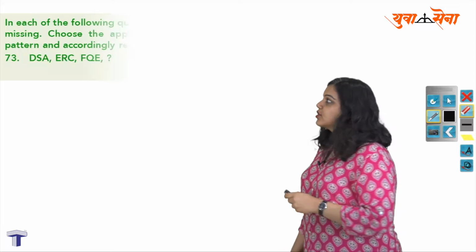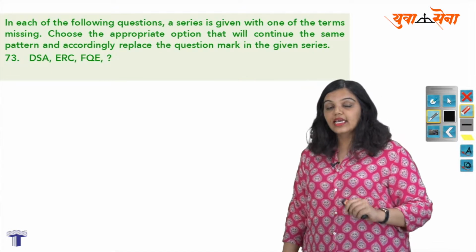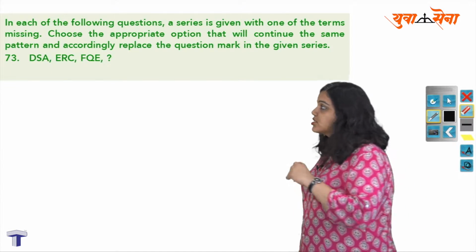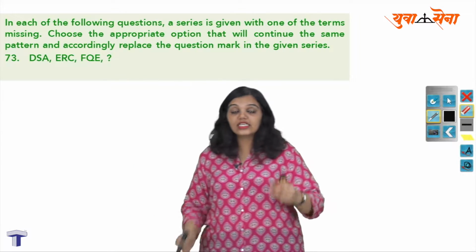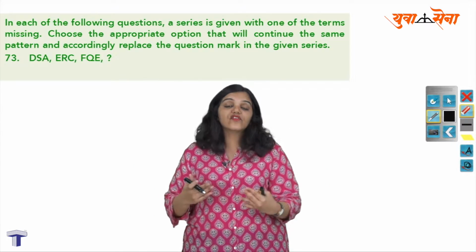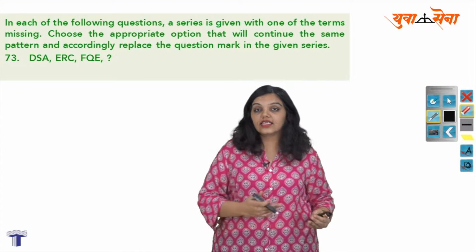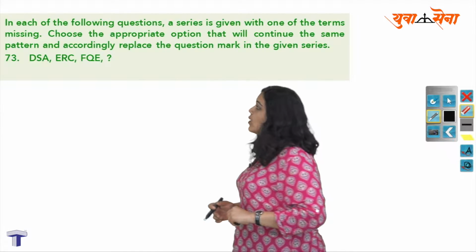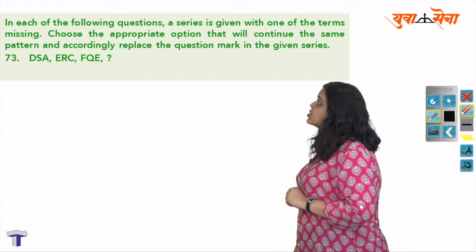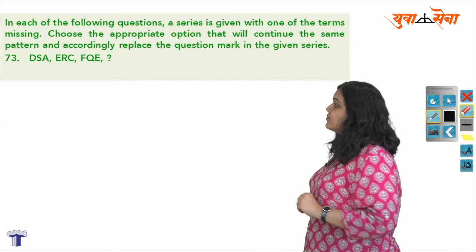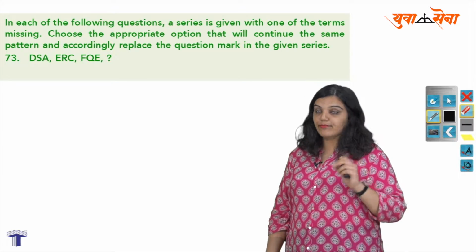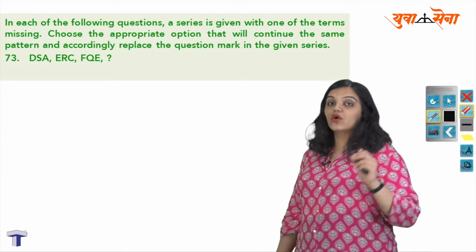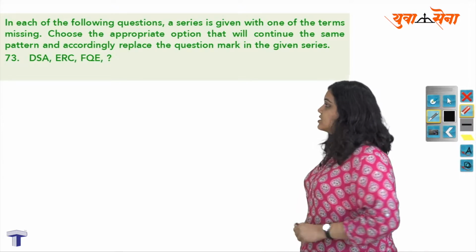Hello everyone, we are looking at question number 73. Now this question follows from question 71 and 72 in the same way that this is also a series given to us and we have to find what comes next in the series. Let me quickly reread this question. In each of the following questions, a series is given with one of the terms missing. Choose the appropriate option that will continue the same pattern and accordingly replace the question mark in the given series.